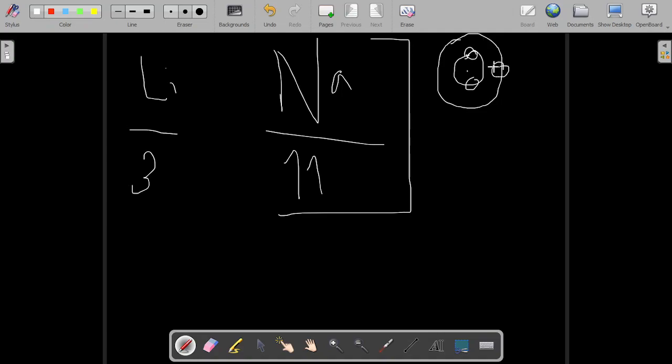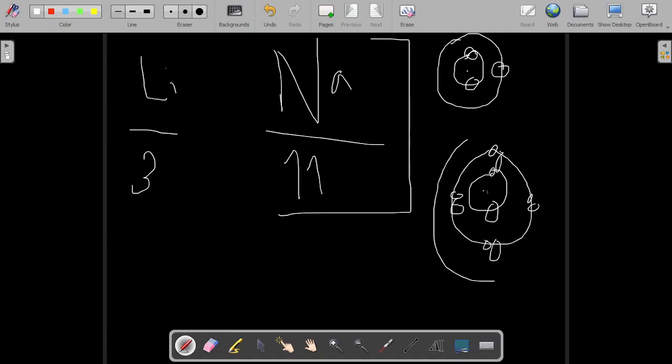Okay. Now for the element sodium, 11, we have this nucleus here. 1, 2, 3, 4, 5, 6, 7, 8, 9, 10, then 11.